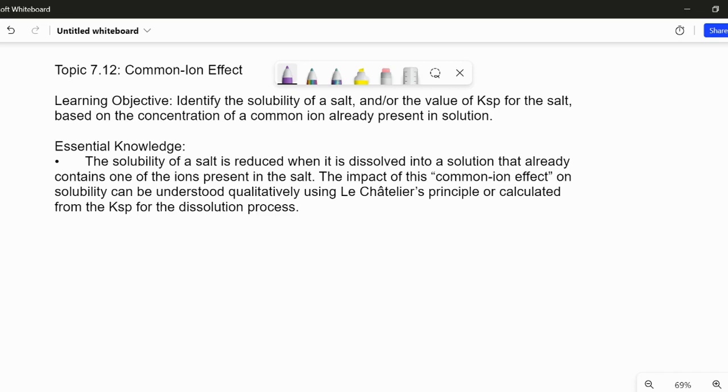AP Chemistry curriculum: the common ion effect. The common ion effect refers to the way that ionic compounds dissolve in water versus how they dissolve in a solution that contains an ion present in that ionic compound.